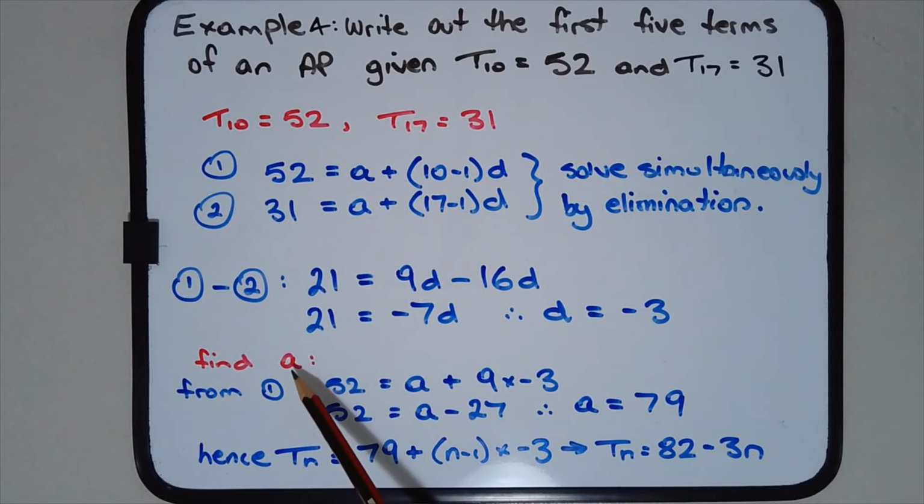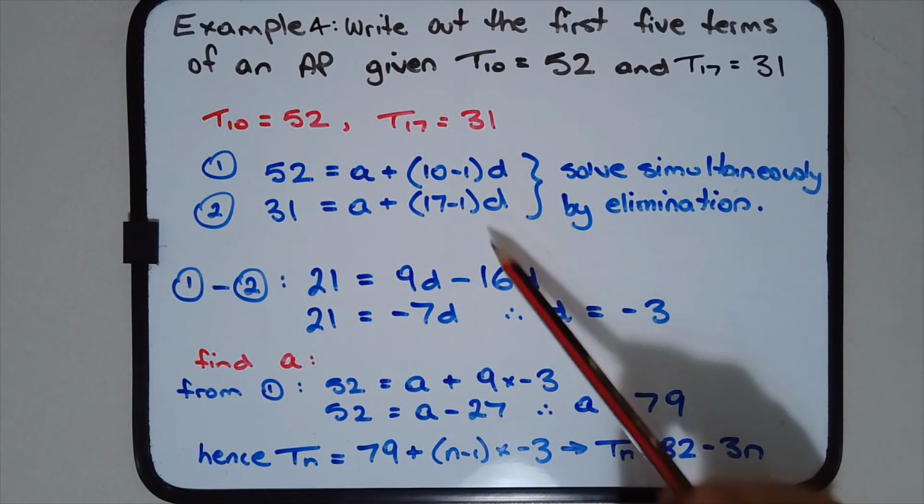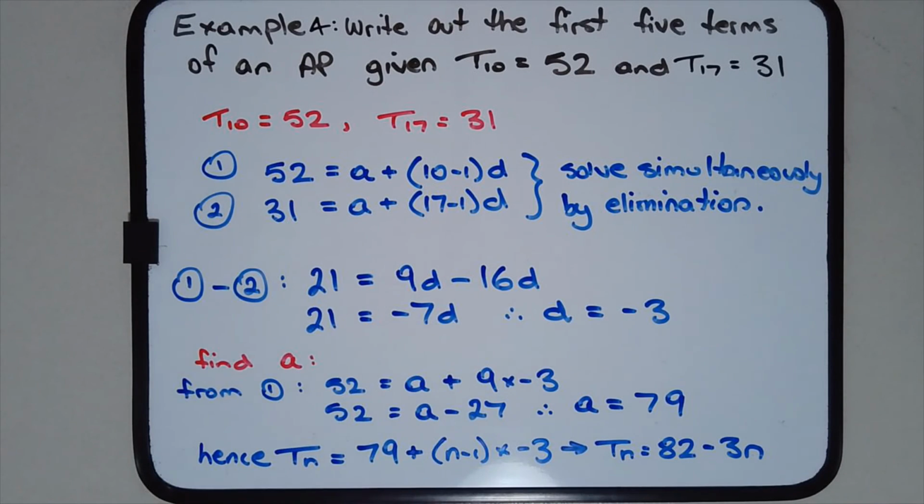So next, to find A, so we can use either one of these two equations. Substitute D equals negative 3 in either one. So I've just used equation 1 just for convenience. 52 equals A plus 9 times negative 3. 52 equals A minus 27. Adding 27 to both sides, we have A equals 79.